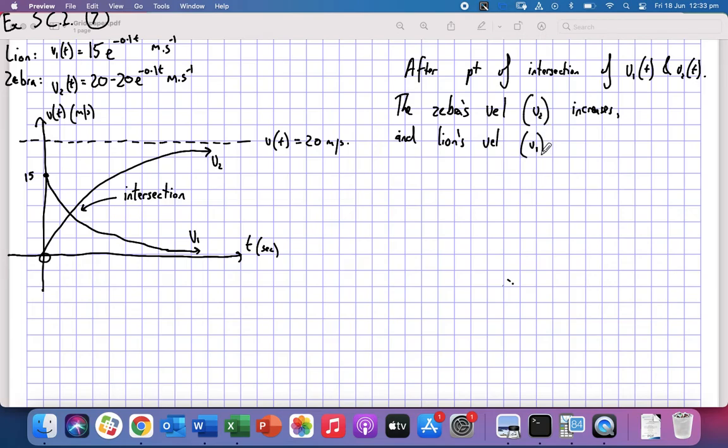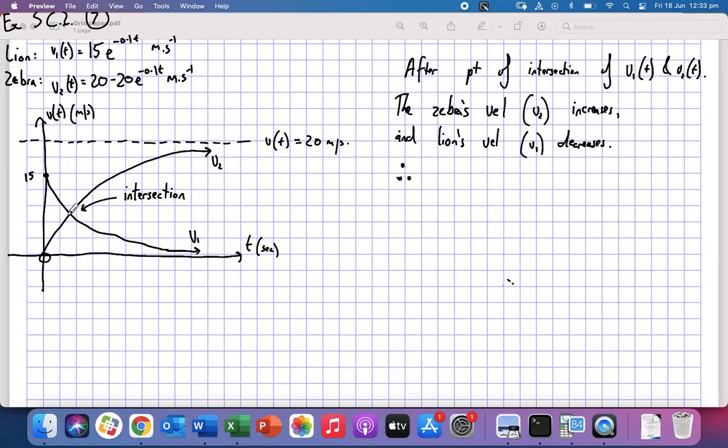Now, if this was in a test, by the way, I'd be writing proper words here. It's just my pen's a bit dodgy, right? Decreases. Therefore, the lion can never get closer to the zebra from this point onwards. So it's really about examining that point of intersection of velocities.